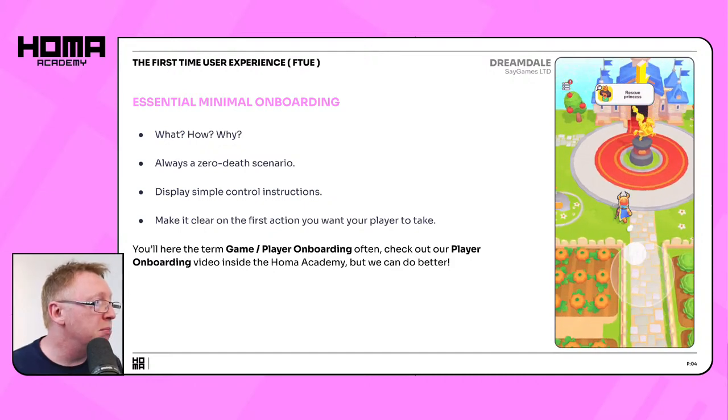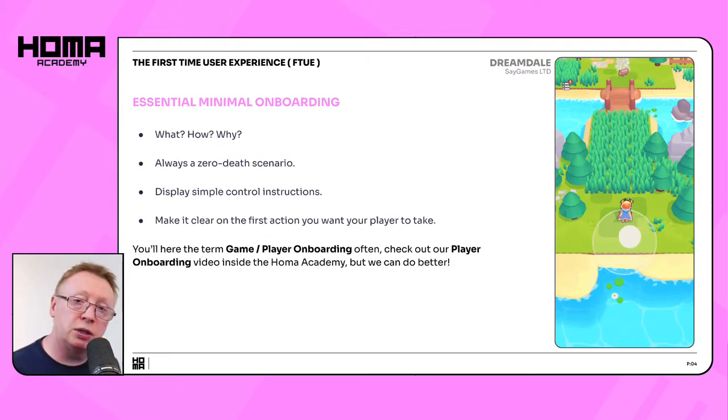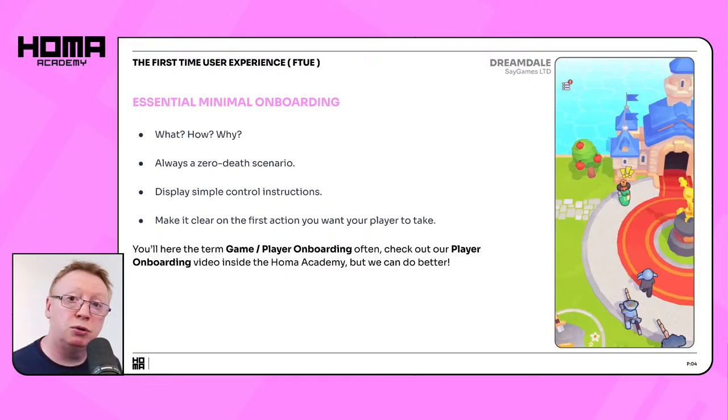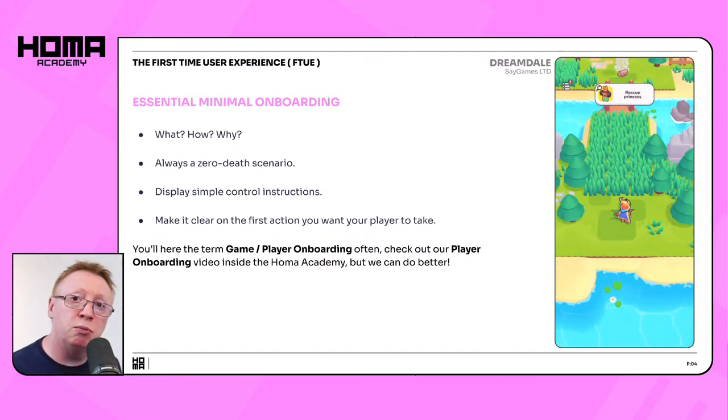But you can see that, as a minimal requirement, it shows us the joystick control, gives us a little pop-up that we need to save the princess, gives us a little bit of context with the baddies sort of stealing her away. And then we run up towards the arrow to show us where we go. Now, that is a classic onboarding, which we'd see in hyper-casual.